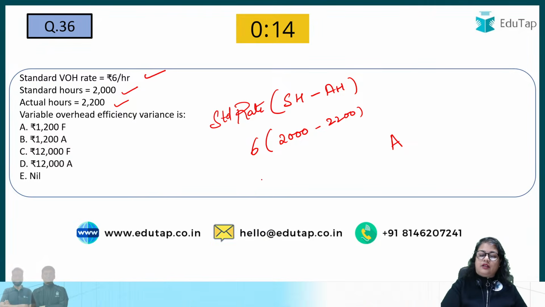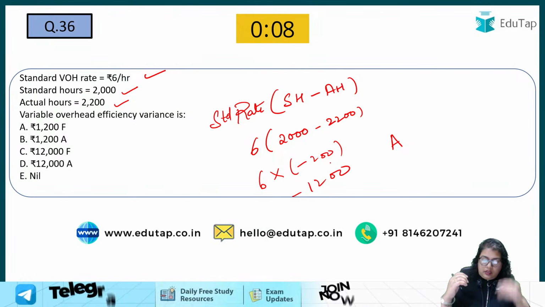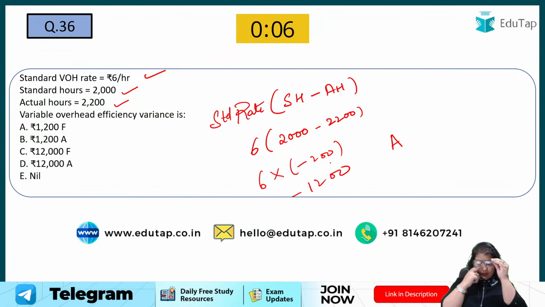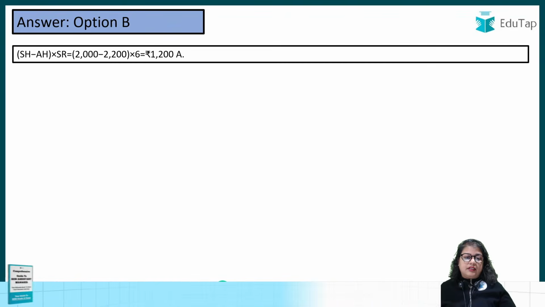So that will be 6 into minus 200. So it will be how much? Minus 1,200, or you can say 1,200 adverse. Right, so the answer is option B. Yes, everybody answered it correctly also.